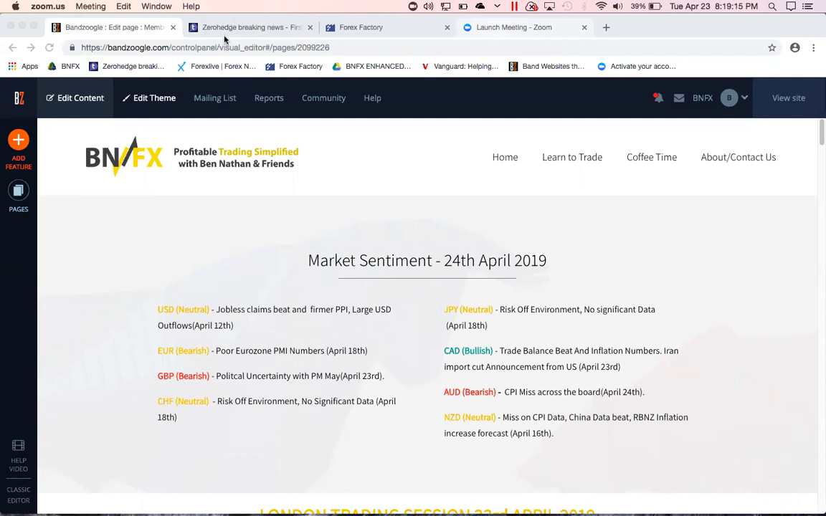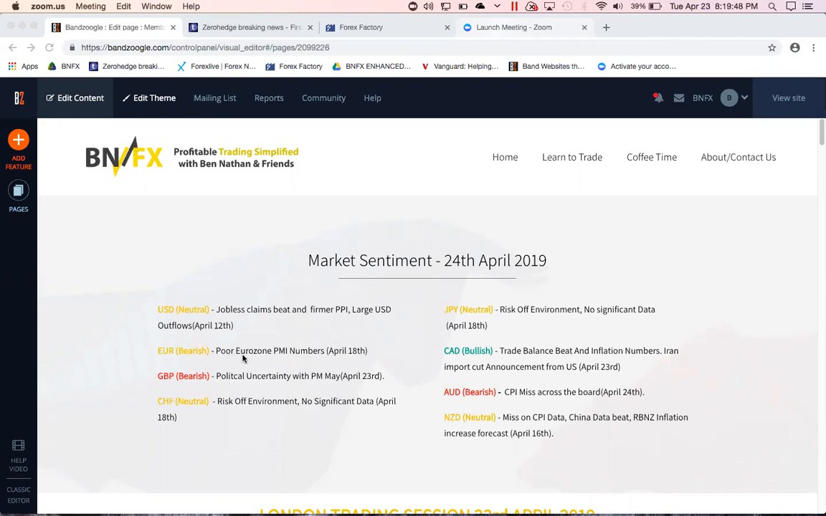Took a look at what happened over this last Asian session, U.S., and the previous London session, and looking at the market sentiment, you can really see there was a big change with the Aussie. There was a CPI miss across the board. They were saying it was the lowest since 2016, I believe. So that's not good, obviously, for the Aussies, so that's bearish. We also have the pound is bearish with political uncertainty with Prime Minister May, so that's tradable.